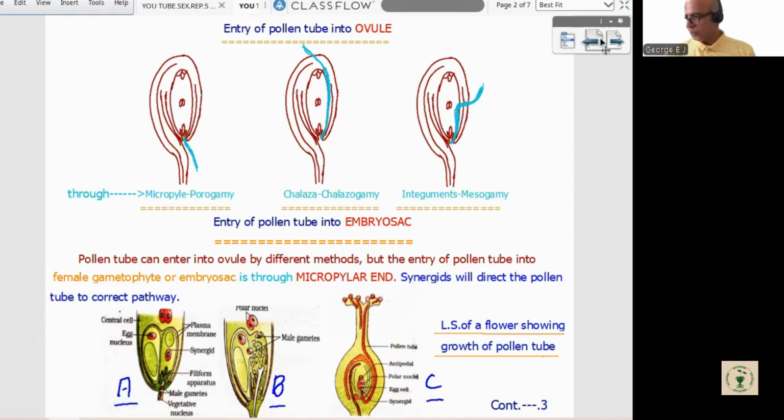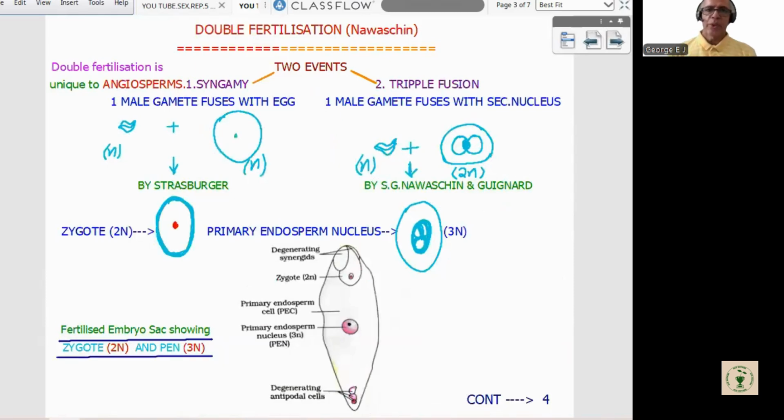Now we can proceed to the next aspect. It is called double fertilization. Double fertilization is mainly associated with the famous scientist Navashin.